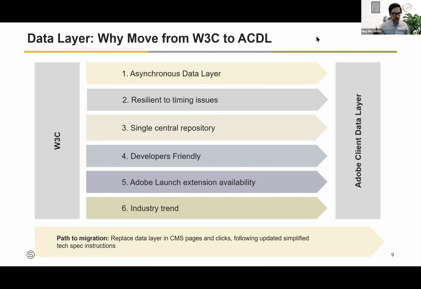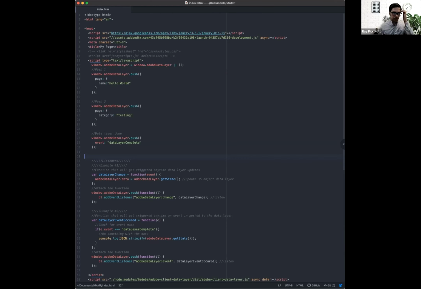So let me jump into a mini demo and walk you through what a page might look like that is using the Adobe Data Layer. So here's an HTML file. This is really stripped down. This is not how I'm recommending you actually implement this, but I wanted to get it all in one place so we don't have to jump around.